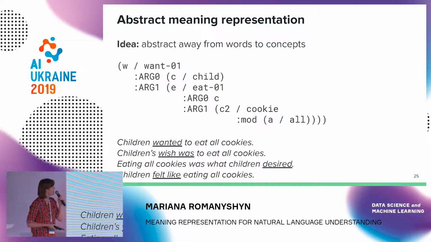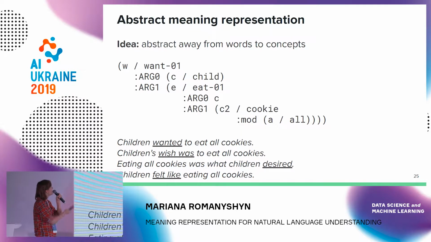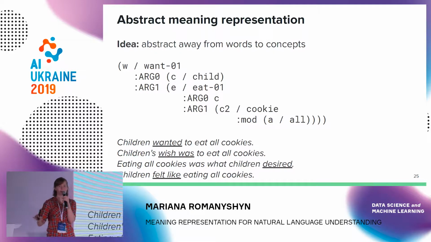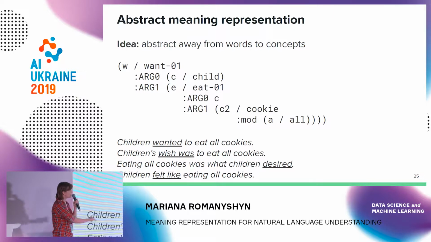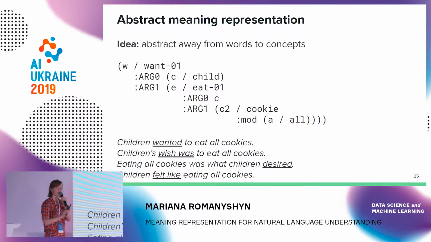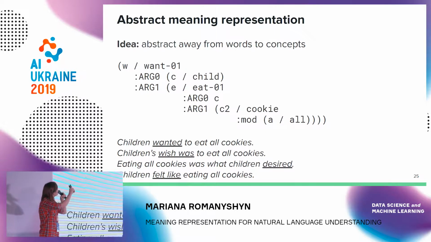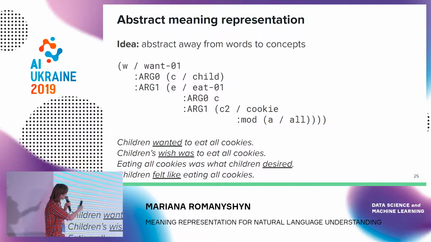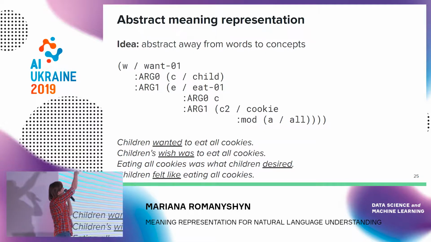And the representation that we're going to talk about today is called abstract meaning representation. The main idea here is to abstract away from words and work only with concepts, right? Which can help us with all kinds of paraphrases. So our sentence, children wanted to eat all cookies, can be paraphrased in multiple ways, like eating all cookies was what children desired, right? I think many people in the audience can relate to that, to cookies. I know I can. So all of these paraphrases of wanting, wanted, somebody's wish was, or felt like, or desired, can be represented as the concept of wanting.